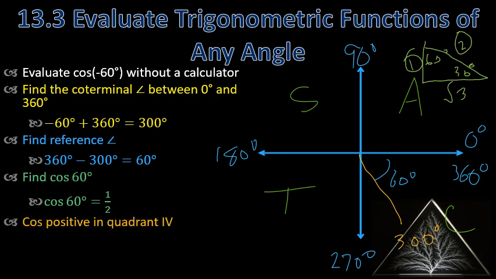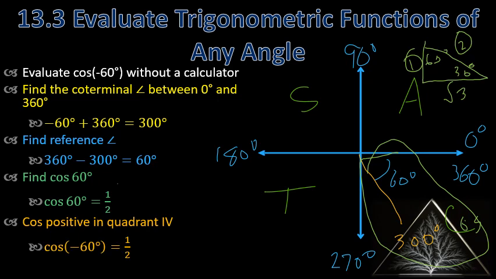Then we think, oh wait, we're in quadrant 4 because our angle is down here in quadrant 4. And what's positive down there? Oh, it's All Students Take Classes, C, cosine. Cosine's positive in quadrant 4. So that means our answer should be positive. Therefore, it is positive 1/2. I just took the 1/2 from there. It's positive, so I kept the positive 1/2.